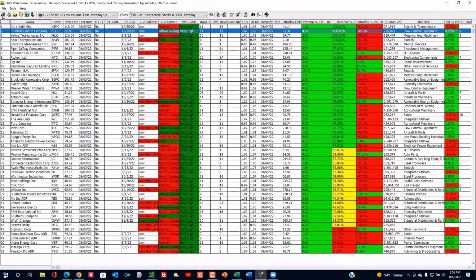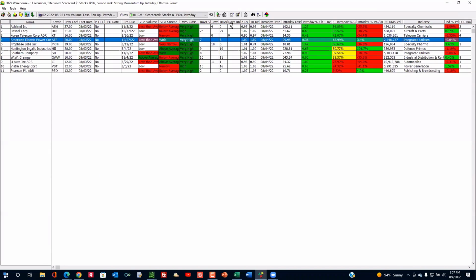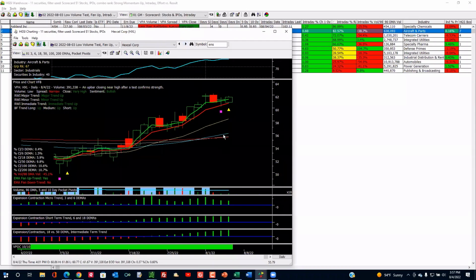Okay, let's look at the other ones here. This is all of them. These require that a fan be up. So this is a much shorter list. This doesn't look like the fan is up, but it is, or it wouldn't be showing through here. Here's your low volume test, confirmation of that test today. You can see the fan clearly here, low volume test, confirmation.